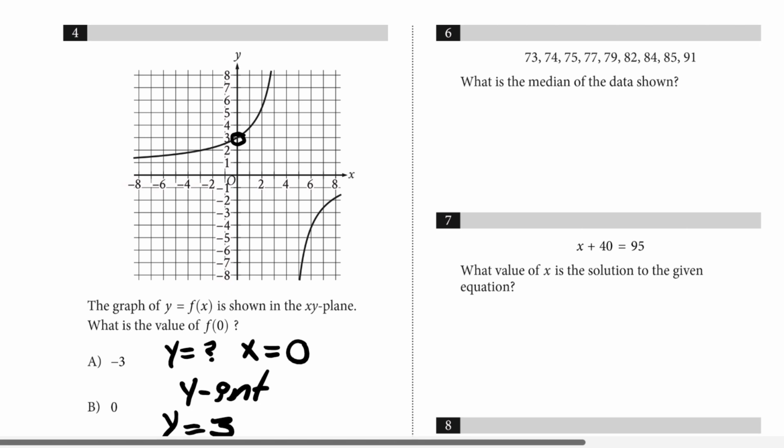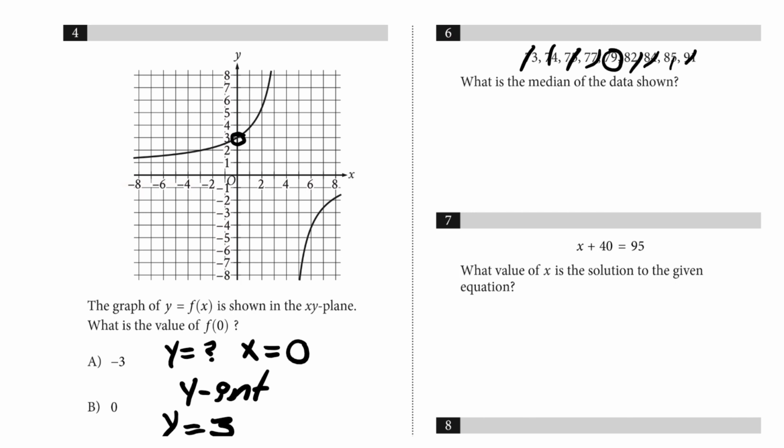Number 6. What is the median of the data shown? The first thing we have to do is write the numbers in order. Conveniently, they are already in order. And what we're going to do is cross out one from each end at a time. So we cross out the first ones on each end, second ones on each end, and we're going to keep on doing this till we get the number in the middle, which is 79.